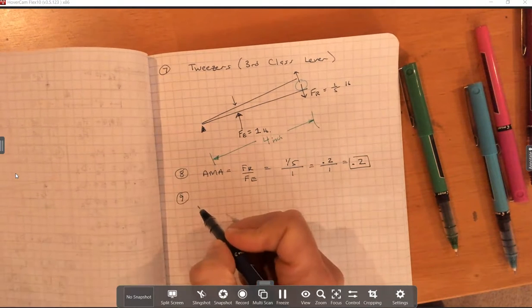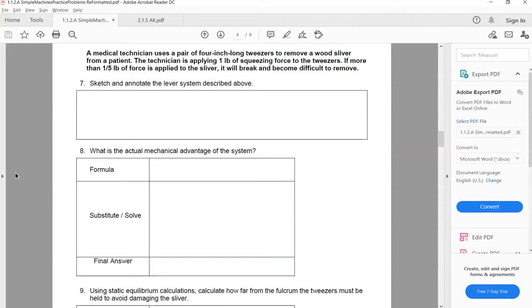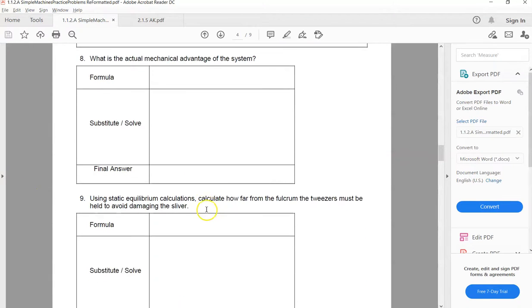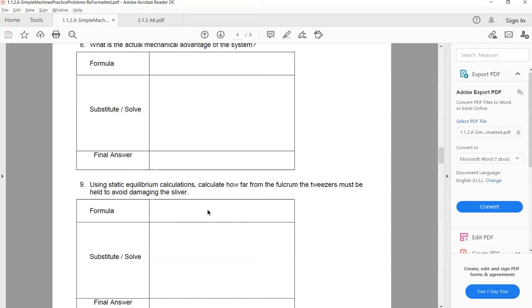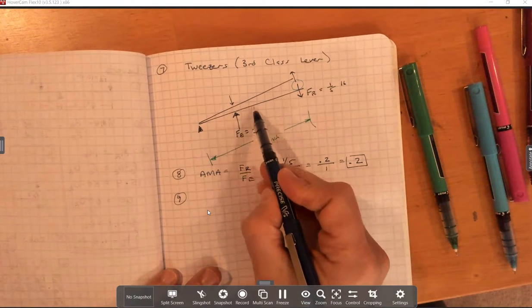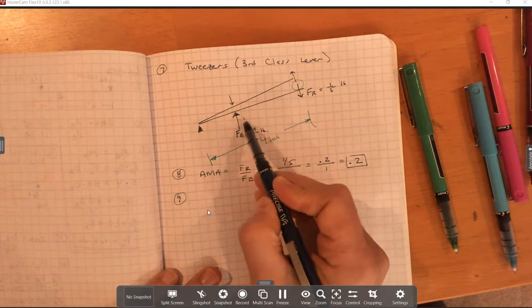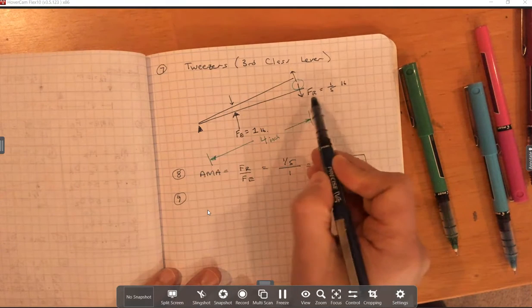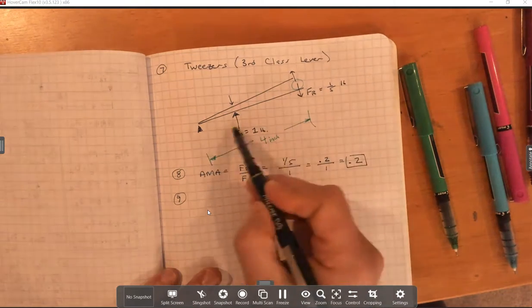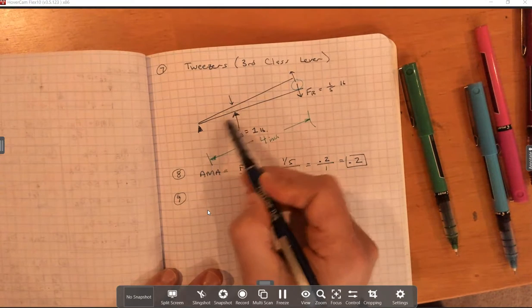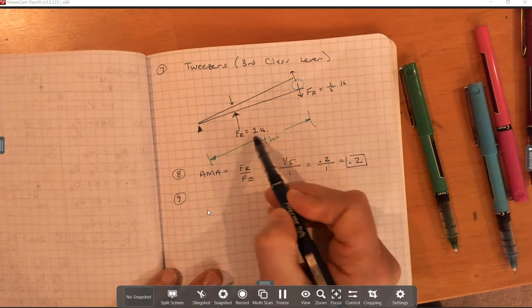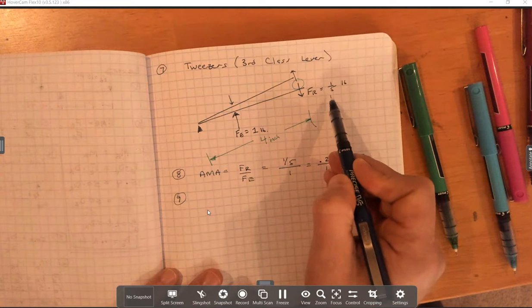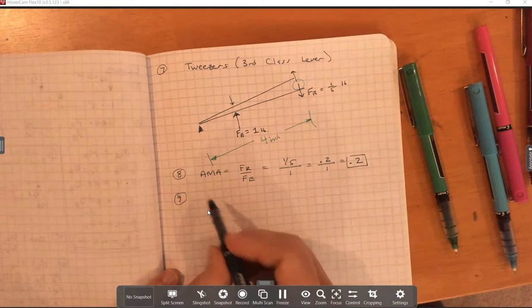Number 9, I think like number 3 and number 6, they ask us to use static equilibrium equations to figure out how far from the fulcrum the tweezers must be held to avoid damaging the sliver. You see, if the person slides their hands too far along this way, then their 1 pound will create more force. Or if they're too close to the fulcrum, they won't create the required 1/5 pound of force. So we're looking for what is that exact place that they should place their fingers so that when they apply 1 pound of force, they get this 1/5 pound at the end.